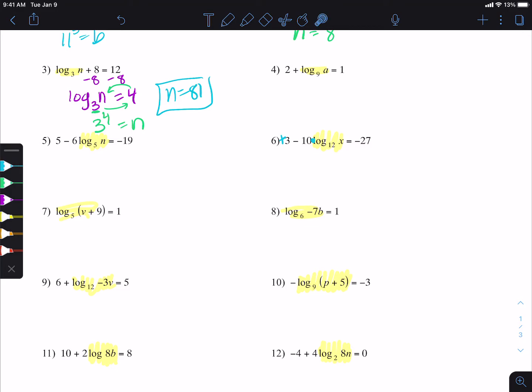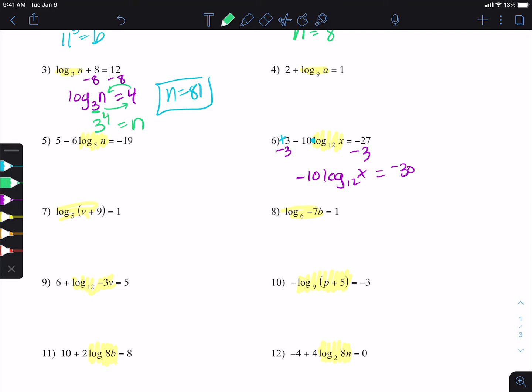So the first thing that we get rid of is, with our order of operations backwards, we undo add and subtract first. So we're going to undo the add 3. So I'm going to subtract 3 from both sides. So then I have negative 10 log base 12 of x equals negative 30.